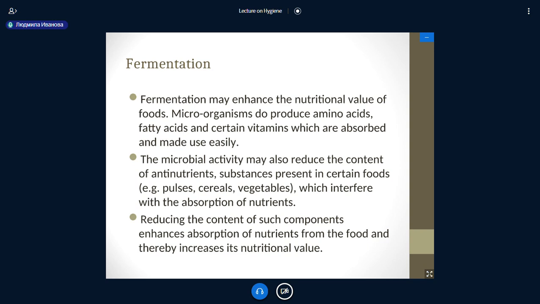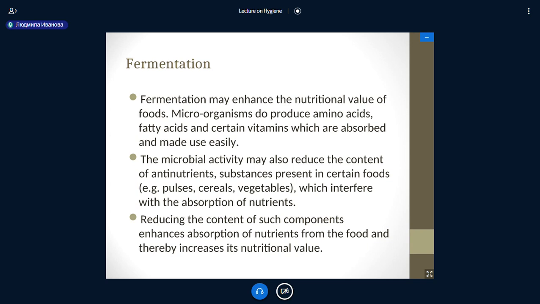Okay, this is an advantage of fermentation: it enhances the durability and the safety of food. Fermentation also may enhance the nutritional value of food. Microorganisms produce amino acids, fatty acids, and certain vitamins, which are absorbed and made use of easily. The microbial activity may also reduce the content of anti-nutrient substances present in certain foods, like pulses, cereals, and vegetables, which interfere with the absorption of nutrients. Reducing the content of such compounds enhances absorption of nutrients from the food and thereby increases the nutritional value. So fermentation increases the quality.